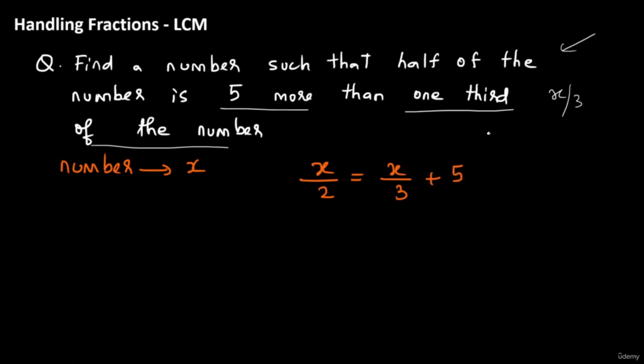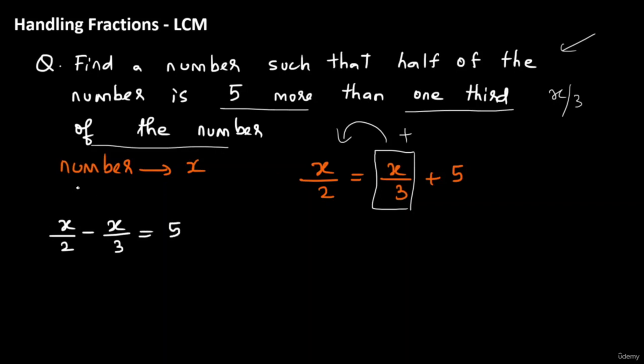Now we know the principles of solving an equation. What do we do on the left hand side? We should do the same thing on the right hand side, or we can also think of it in terms of transposing a number. Now let me transpose x by 3 to the left hand side. Over here this is plus, so when I transpose it to the other side, it becomes negative, right? So this is x by 2 minus x by 3 is equal to 5.